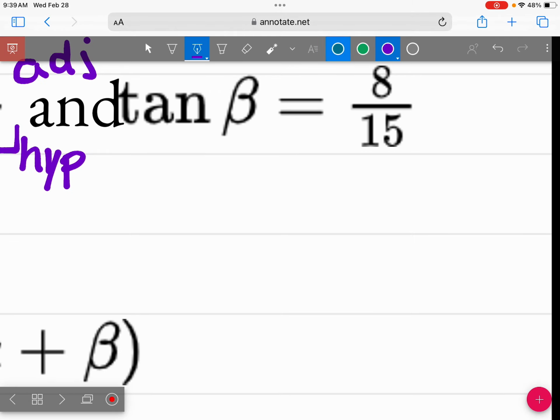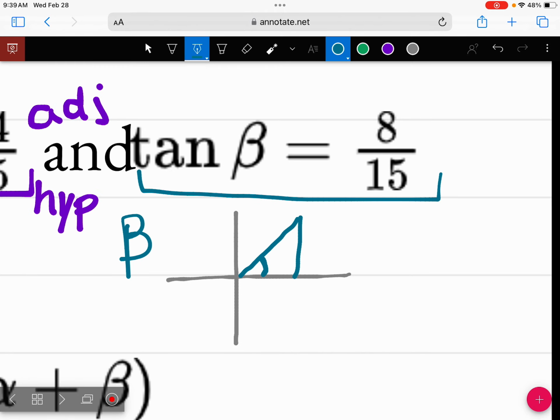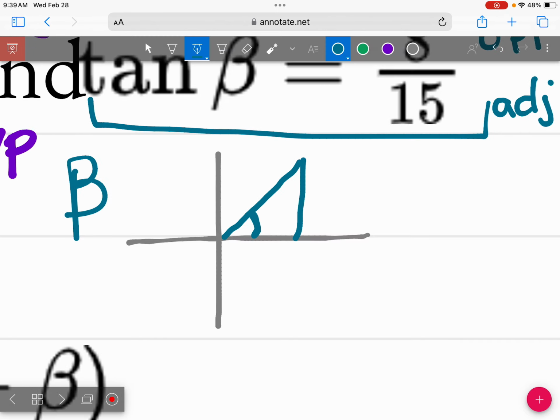Similar for our beta. I'm going to do it in this bluish. Again, they're not telling us about a quadrant. All these values are positive, so let's go with 1. So here's our beta. This time it's tangent. Opposite over adjacent. So we know down here is 15. Over here is 8.